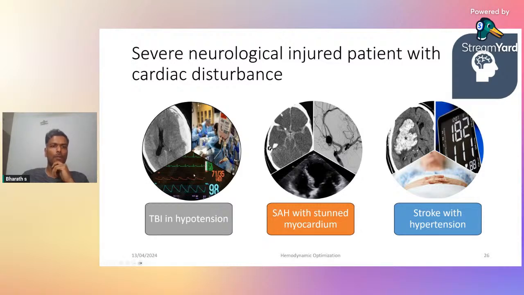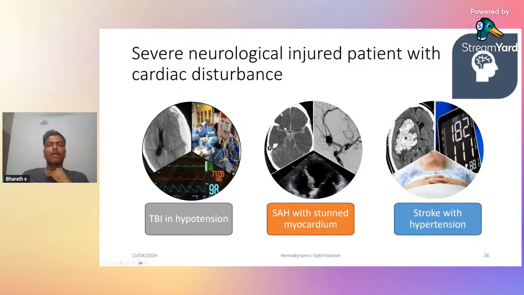So, optimization of preload would be the main target in patients when you treat for TBI. For subarachnoid hemorrhage, the most common problem which would result in difficulty for us is when they have a cardiac compromise because of the disease. So in this group of patients, optimization of cardiac index becomes a very important target, where utilization of any of the parameters which we have to optimize cardiac index would be the goal.